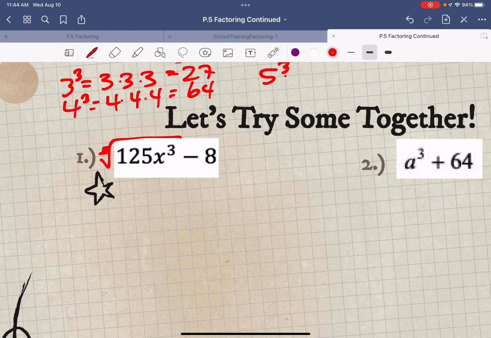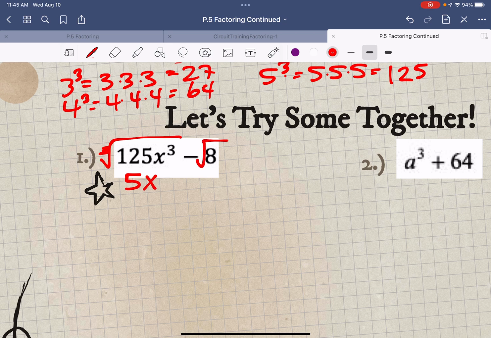5 cubed would be 5 times 5 times 5. 5 times 5 is 25. 25 times 5. That seems like a lot, but I always think about quarters, right? So I know 4 quarters is 100. So 5 quarters would be $1.25 or 125. So that actually works out. So I know that the cubed root of 125 is 5. The cubed root of x cubed is x.